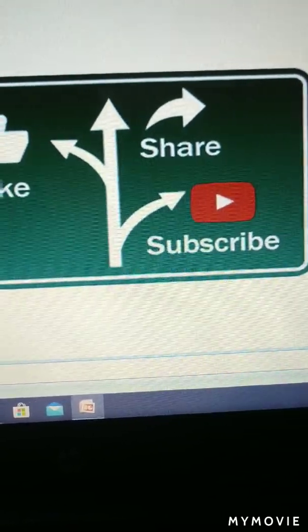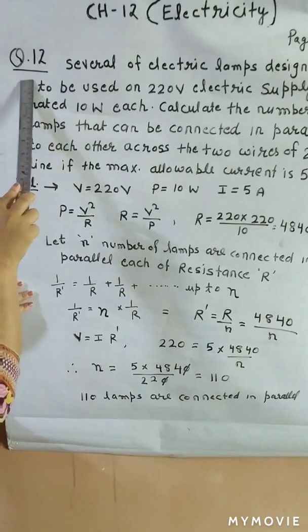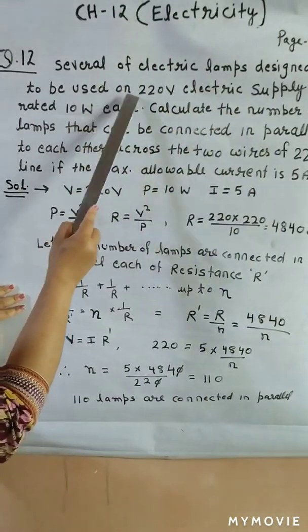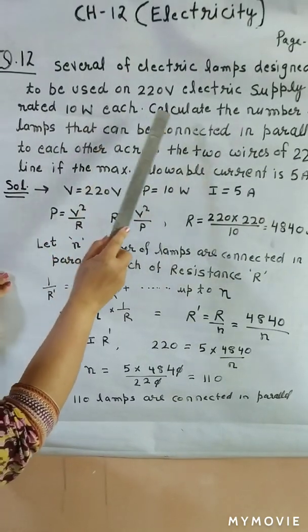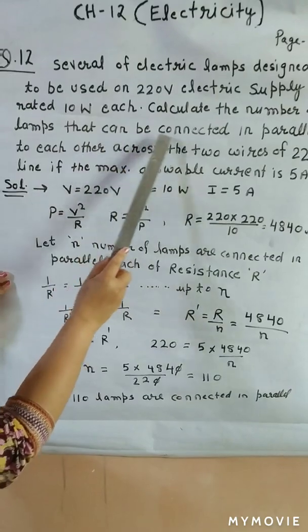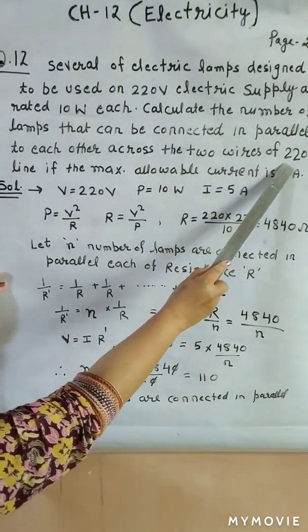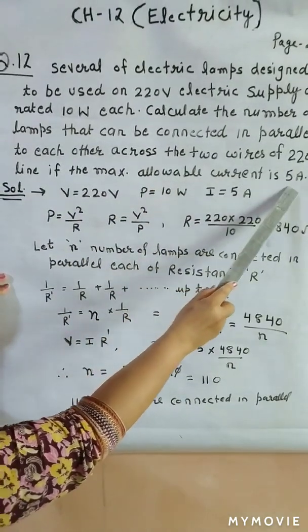So let's continue with the topic. This is our next question on page number 221, question number 12. Several electric lamps designed to be used on a 220 volt electric supply are rated 10 watt each. Calculate the number of lamps that can be connected in parallel to each other across the two wires of a 220 volt line if the maximum allowable current is 5 ampere.